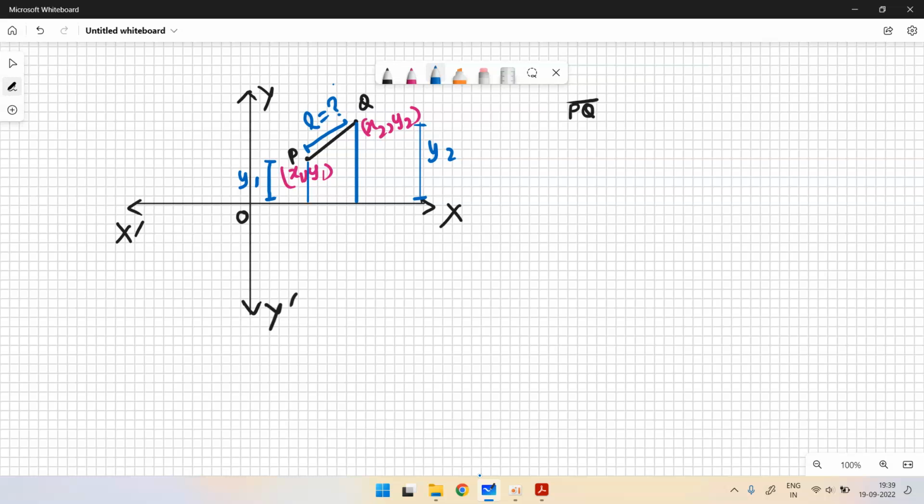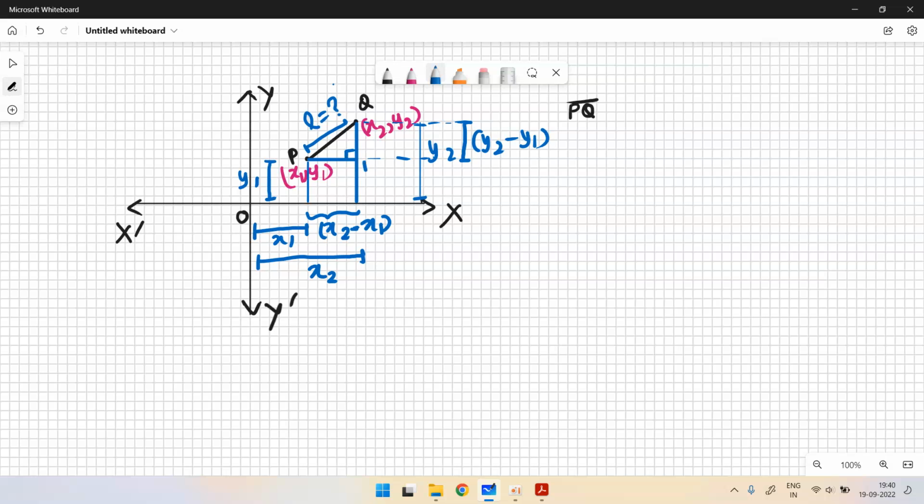Now if I join this point, then this length is given to me. See, from here to here, this is x1 because it is for point P, and from here to here this is x2, which is for Q. So this length is x2 minus x1. And if I want to calculate this length, this length is y2 minus y1.